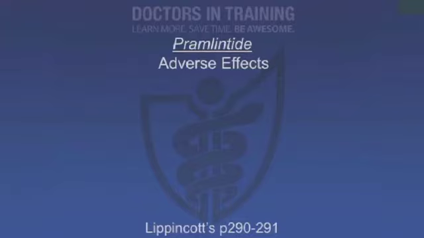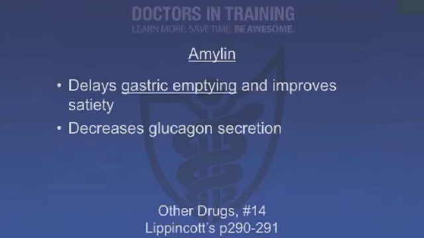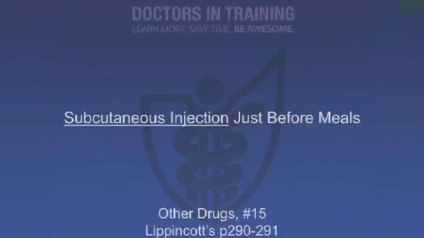Amylin reduces the body's demand for insulin in two ways. First of all, it delays gastric emptying, and it improves satiety. And then it also decreases glucagon secretion. So the drug we're talking about, pramlintide, is a synthetic analog of amylin. It has the same effect as native amylin. It delays gastric emptying, and it also decreases glucagon secretion. It's given as a subcutaneous injection just before meals. So like insulin, it's a protein. You have to give it as an injection, and you have to give it just before meals.